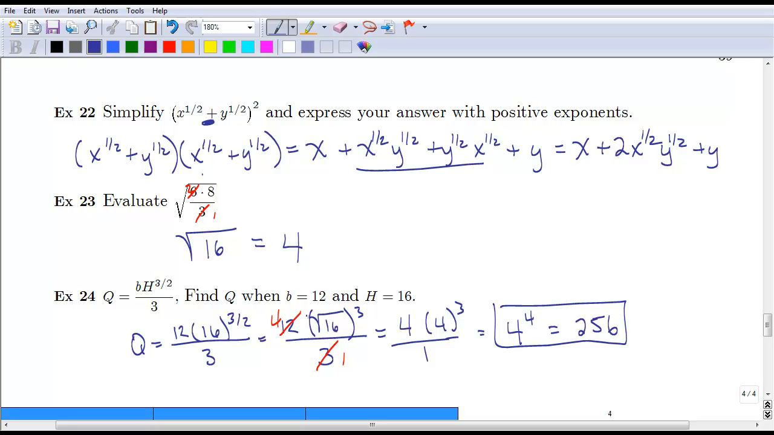And the way that I wrote it was the square root of 16, raised to the 3, is the square root of 16 cubed. And I do this because it's easier to take the square root of 16 and then cube it than it is to cube 16 and then take the square root of it. So we know that the square root of 16 is 4, like we saw up above. And so then we would cube that. So we can either rewrite this as 4 to the 1 times 4 cubed, which is 4 to the 4th, or we can simplify it to be 256.